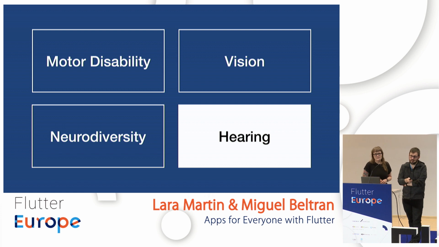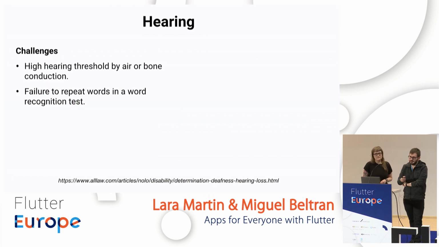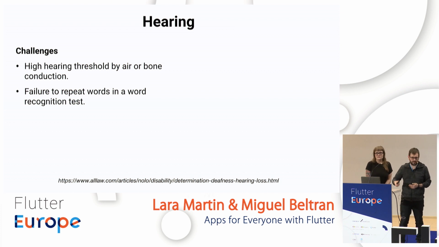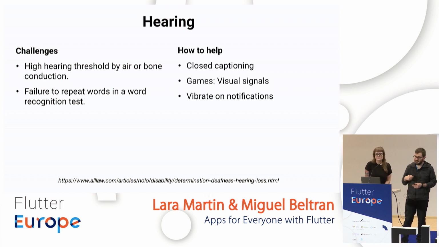And finally, also hearing loss. Hearing loss is another disability that affects 1% of the population. And a way to measure how severe it is is by performing a test on measuring the hearing threshold of the person, either by air or also by bone conduction, and find at which decibel level they can't hear anymore. Also as well, another test is repeating words in a word recognition test to see how many words that person can understand correctly.